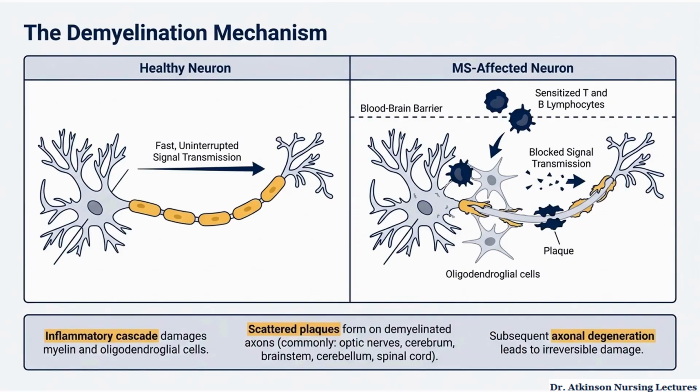These plaques can occur throughout the CNS, especially in the optic nerves, cerebrum, brainstem, cerebellum, and spinal cord. The result is disrupted nerve conduction. Over time, repeated inflammation can also lead to axonal degeneration, which causes irreversible neurologic damage.